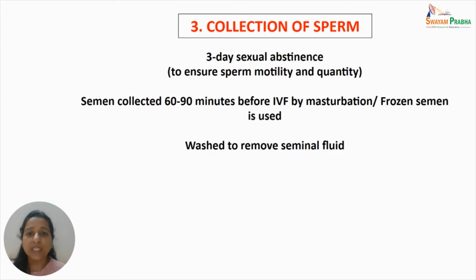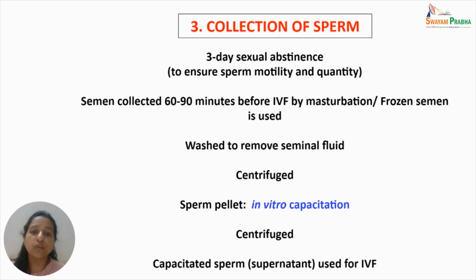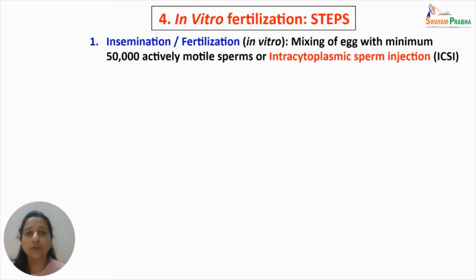After collection, the semen sample is washed so as to remove any seminal fluid and centrifuged. The sperm pellet so obtained is made to undergo in vitro capacitation and again centrifuged, and further only the capacitated sperm which come in the supernatant are collected and used for the process of in vitro fertilization. Now, the process of in vitro fertilization involves the following steps.